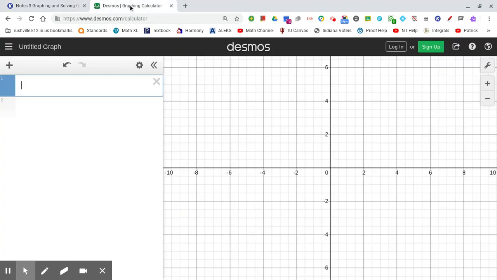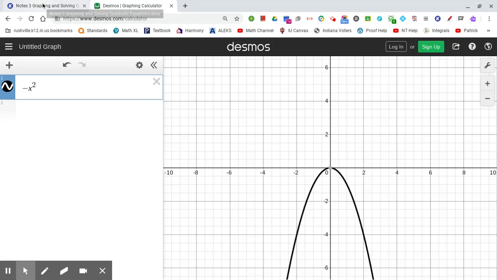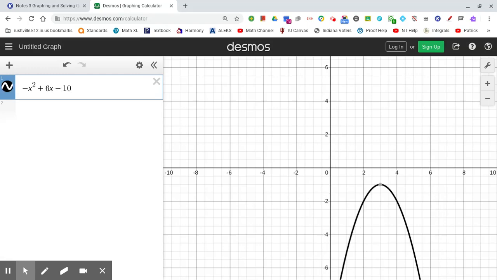But here's how Desmos works. We're going to type in what the equation was, which was negative x squared plus 6x minus 10. You can type in that equals y if you want to. I think if you put equals f of x, nope, it didn't like that one. Equals 0. No.